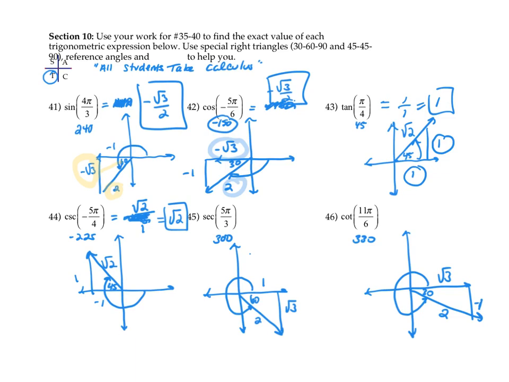Okay, number 45, the secant of 5 pi over 3. Secant is the inverse of cosine, so it's equal to 1 over cosine. So cosine would be adjacent over hypotenuse, so we want to do hypotenuse over adjacent, so 2 over 1, or just 2. And finally, for the cotangent of 11 pi over 6, or cotangent of 330 degrees, that's just the reciprocal of tangent. Tangent would be negative 1 over the square root of 3. So this will be the square root of 3 over negative 1, which is negative square root of 3. Final answer.